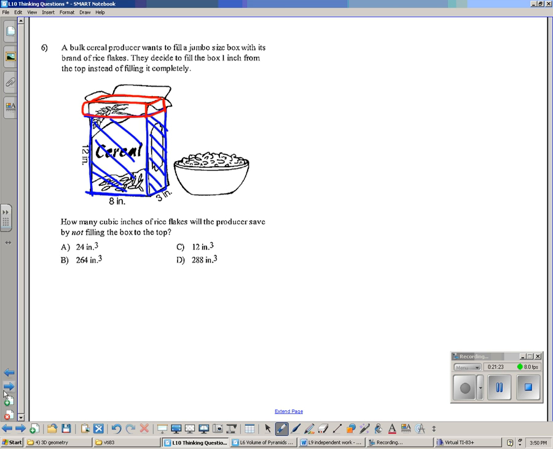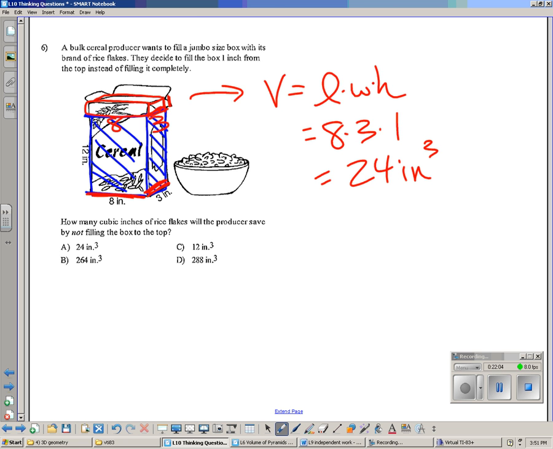It says, how many cubic inches of rice flakes will the producer save by not filling the box to the top? So the red part here is what he's saving. He's saving that amount of cereal because normally if he was being honest and filled that all the way to the top, he would have cereal in that space. So if you notice, 8 inches here, okay? The red is still 3 inches here. And now since we saved 1 inch of space, the height is 1. So if I took the volume of the space I'm saving, which is the length times the width times the height, that would be 8 times 3 times 1, which is 24 inches cubed.